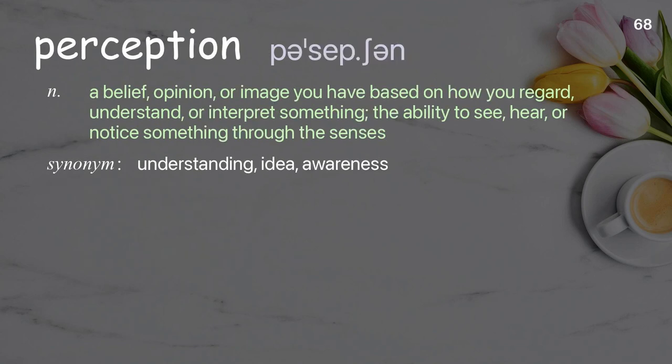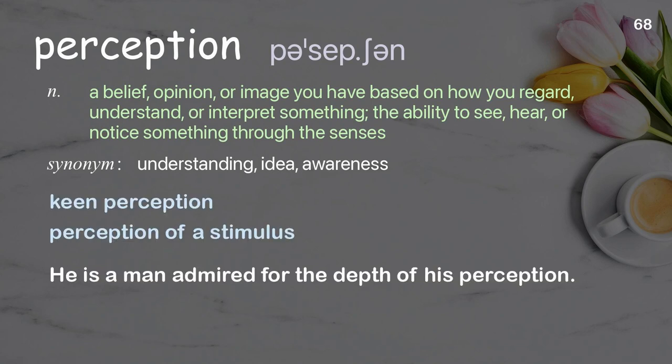Perception: a belief, opinion, or image you have based on how you regard, understand, or interpret something, the ability to see, hear, or notice something through the senses. Examples: keen perception, perception of a stimulus. He is a man admired for the depth of his perception.